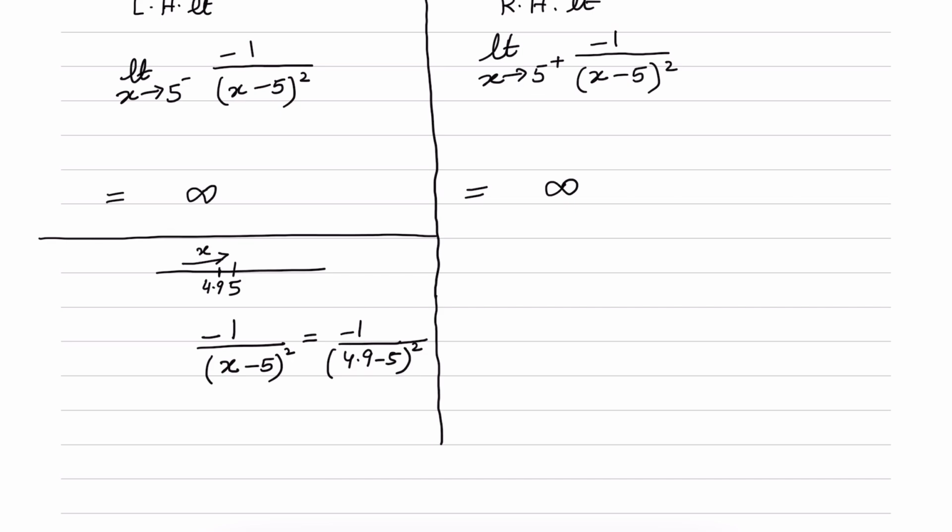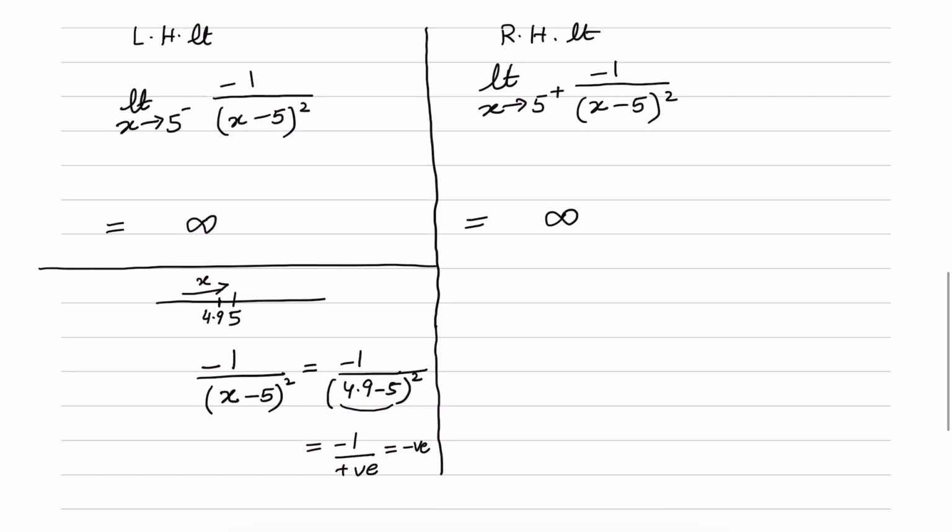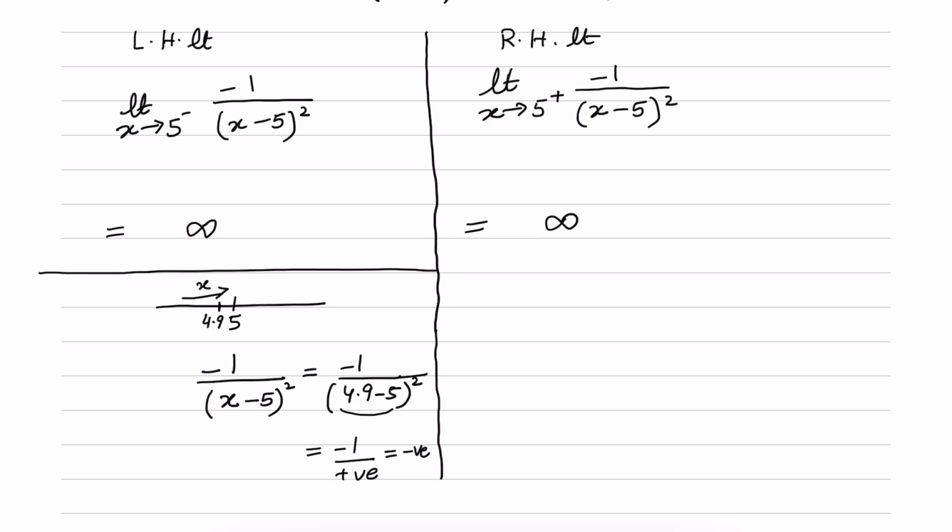We just need the sign, either it is positive or negative. We can see that 4.9 minus 5 is negative. Negative term whole square is positive. So we have minus 1 over something positive. Negative divided by positive is negative. So we got a negative sign. We'll go back up on the left hand side, and along with infinity we will put a minus sign. So the left hand limit is minus infinity.